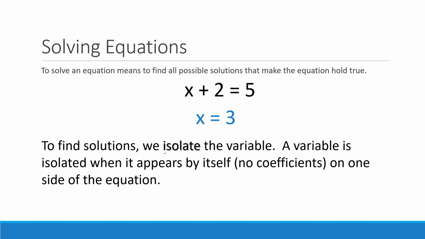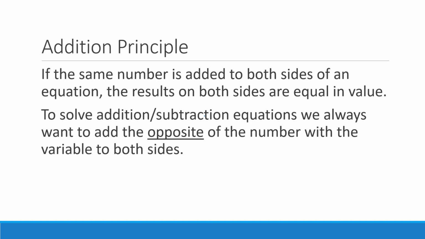To find solutions to an equation, we isolate the variable. That means to get the variable by itself. No coefficients, no other numbers with it. So to say something like x equals 3 means that x is by itself on this side of the equal sign. The addition principle states that if a number is being added to both sides of the equation, what we can do is do the opposite and subtract that number from both sides of the equation to isolate the variable.